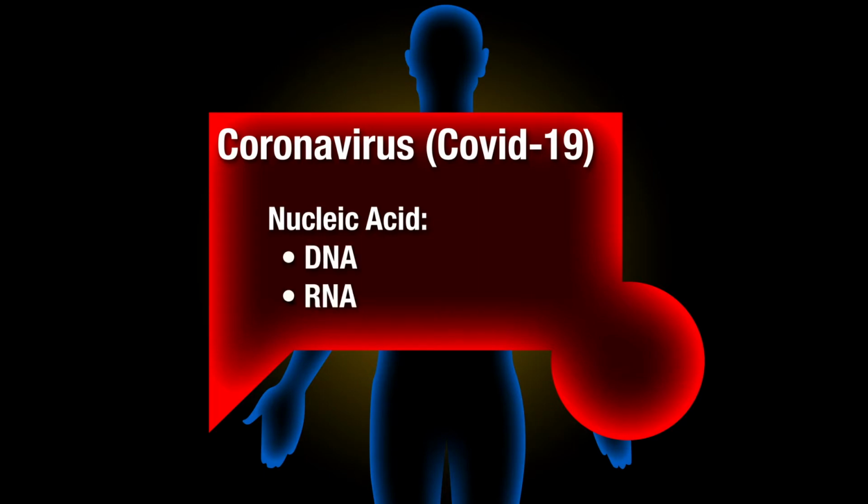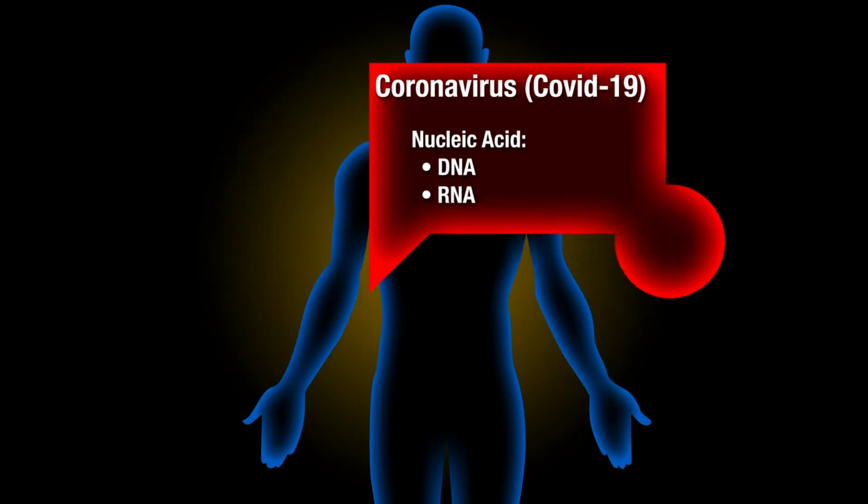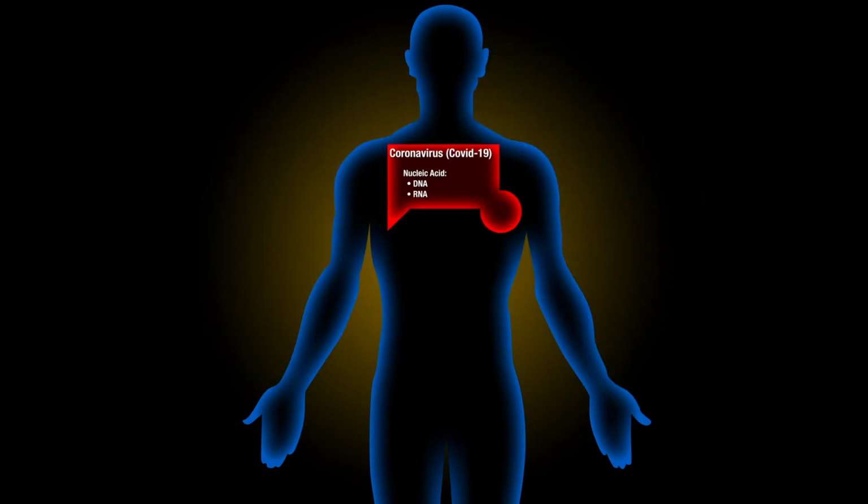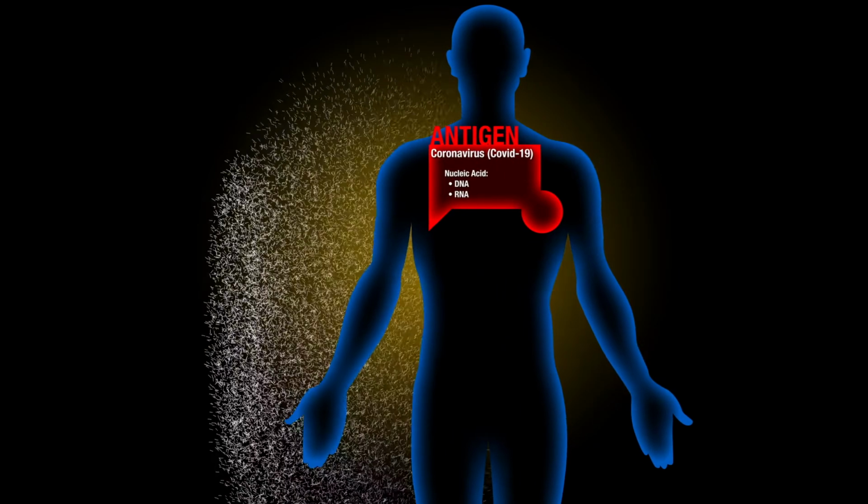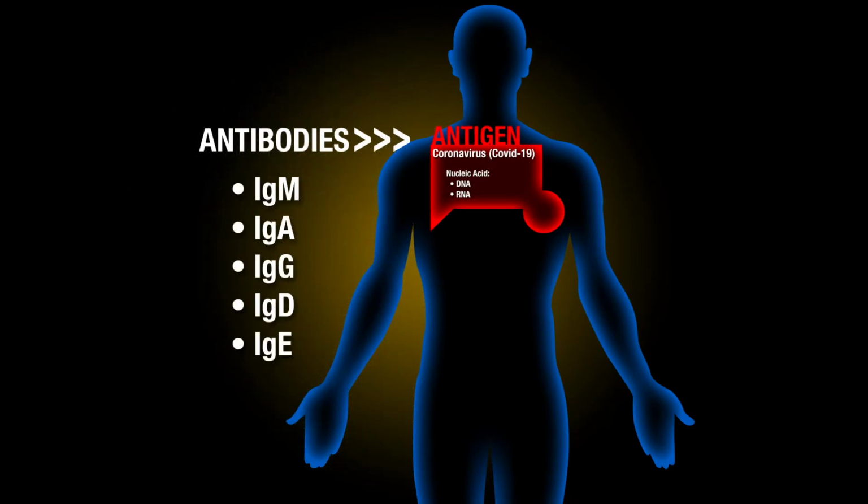When this virus or this foreign protein enters the body, the body identifies that as an antigen. The body makes antibodies against this antigen. So these are formed by the body in this sequence.